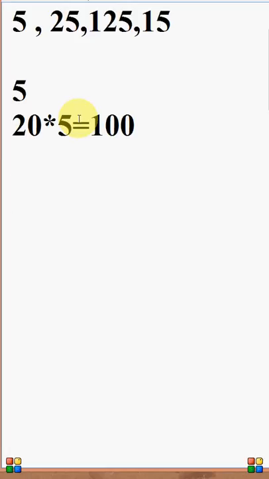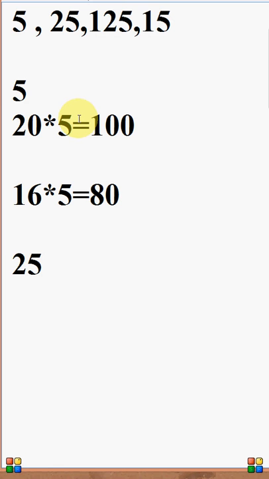Let us take another example. We want to multiply 16 into 5. What we will do? We will divide 16 by 2 and add a 0, which will give the result 80. This is simple. Now let us learn how to multiply any number in your mind with 25.